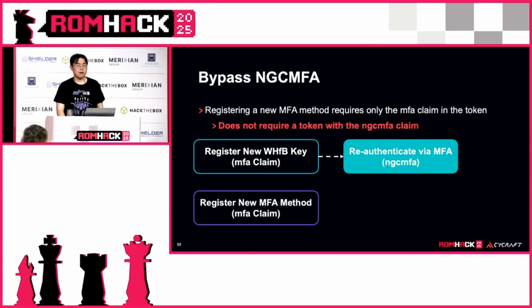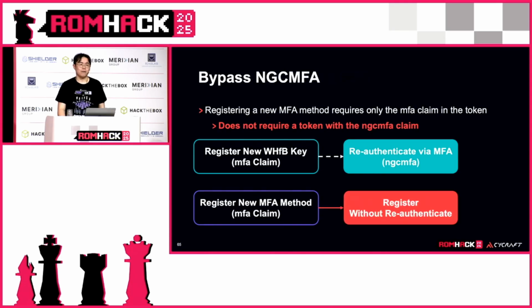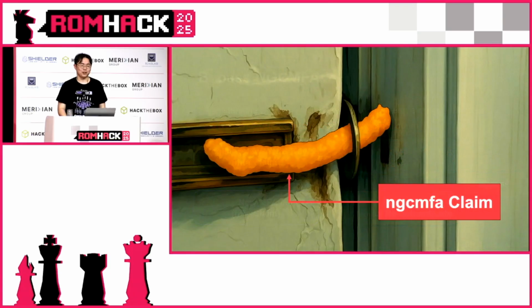We don't have MFA. But the interesting part is, if we're trying to register a new MFA method, you only have the MFA claim, right? Registering a new MFA is okay for Microsoft, so you don't need to re-authenticate with MFA. So we can register a new MFA method in the victim's account and bypass it. It's just like NGC MFA protection.